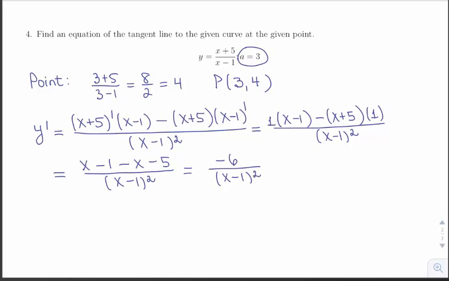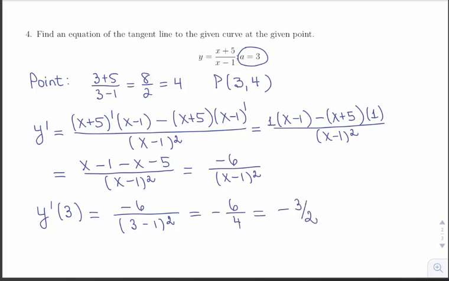We know the derivative for any point. Now we can evaluate it at 3. So y prime evaluated at 3 is negative 6 over (3 minus 1) squared. What do we get here? Negative 6 over what? 3 minus 1, that's 2 squared, that's 4. So the slope is negative 3 over 2. So we already know that if we graph this function and our point, the tangent will be negative, right? So the line will be going down to the right. We'll check that with Desmos.